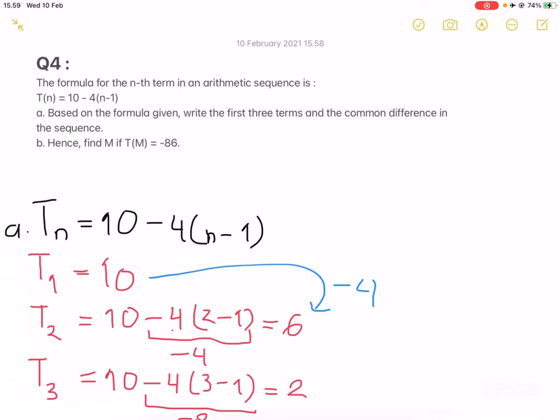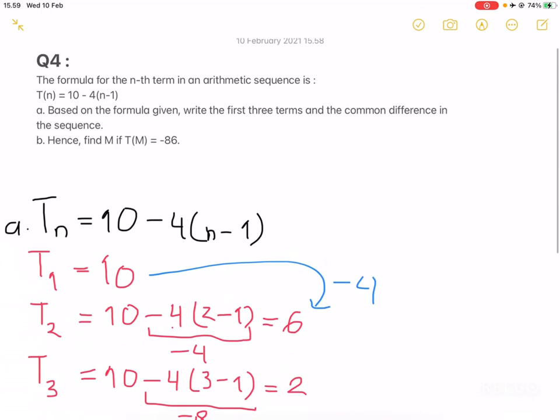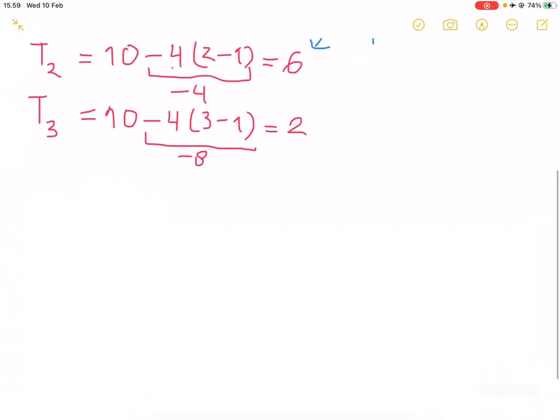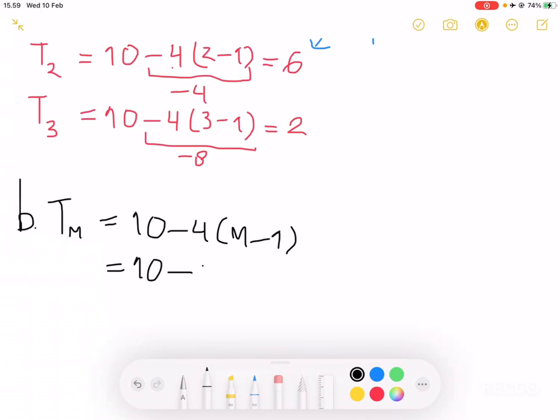And then part B is pretty interesting. Hence, find m if t of m is negative 86. So we're given the formula. We can just solve this real quick. So t of m is equal to 10 minus 4 in parentheses m minus 1, or you can just expand this to get 10 minus 4m. Negative 4 times negative 1 will be positive 4. This will be negative 4m plus 14.